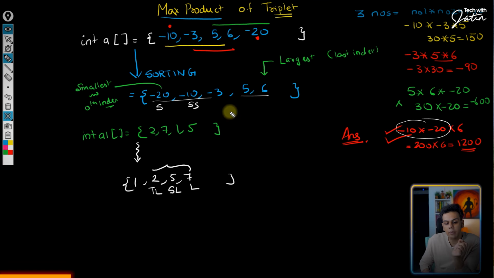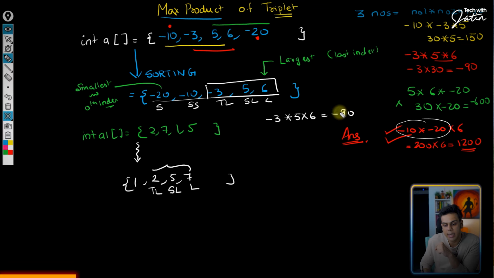Okay. So what I'm going to do, I'm going to calculate two products, not one product. The first product is going to be the combination of the last index, second last index, and the third last index coming into picture. So I'm going to multiply -3 into 5 into 6, which is going to be -90. And I'm going to store it inside, let's say, result 1. Okay. Similarly, I'm also going to calculate result 2.